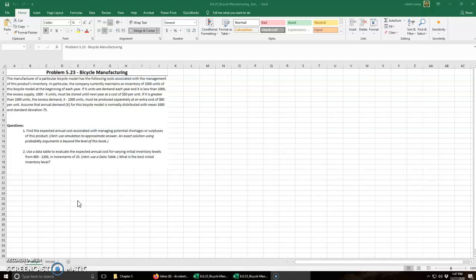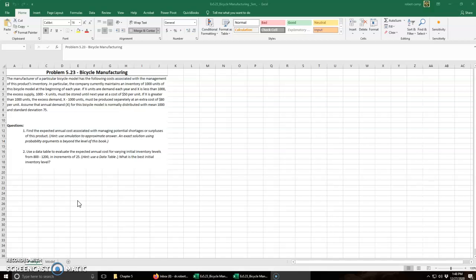So we're going to assume that the annual demand for this is distributed normally with a mean of 1,000 and a standard deviation of 75. So we're going to be using a normal distribution here. We're going to answer two questions. We are going to find the expected annual cost associated with managing potential shortages and surpluses. And this is where we're going to use simulation to get an approximate answer.